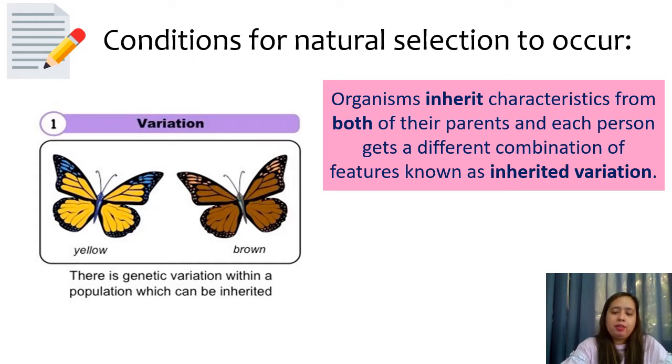Organisms inherit characteristics from both of their parents, and each organism gets a different combination of features, which is known as inherited variation. You know this basically from your simple genetics and heredity class that could have happened in your senior high school, or in your general zoology and general botany discussion.